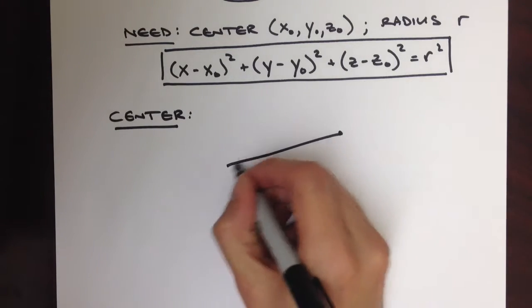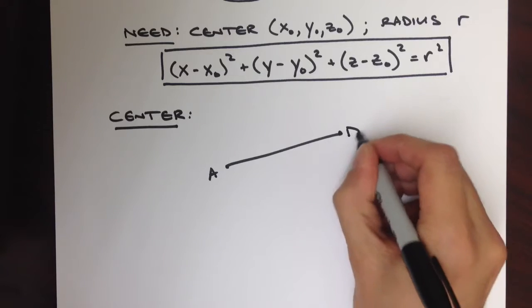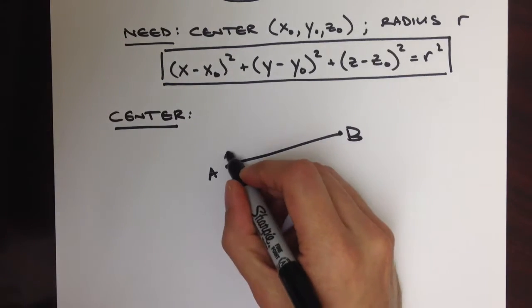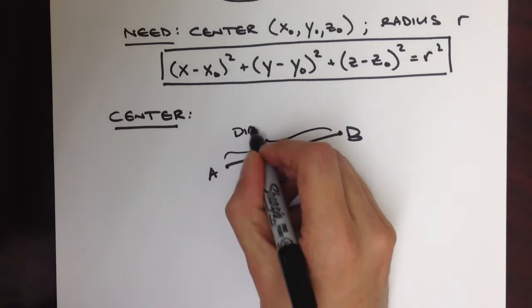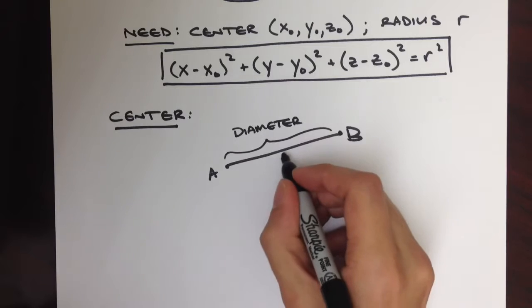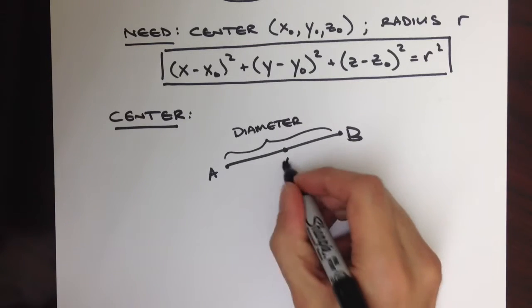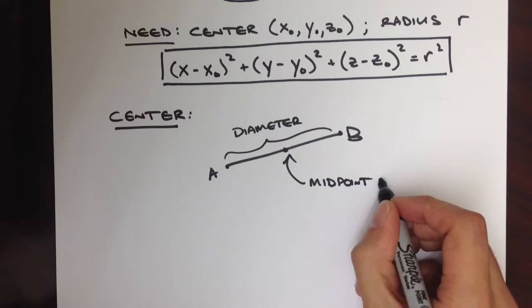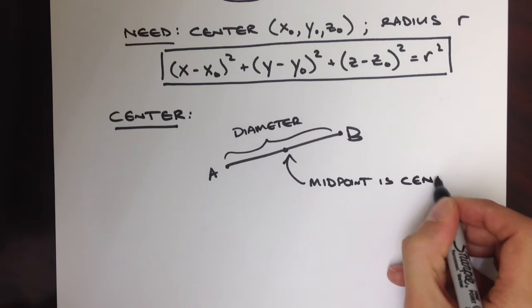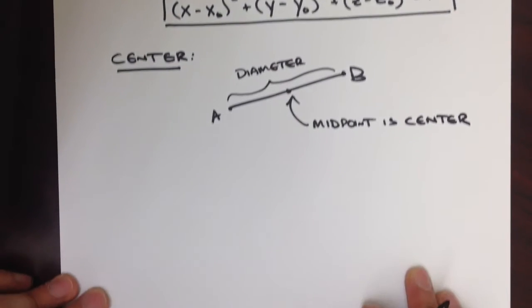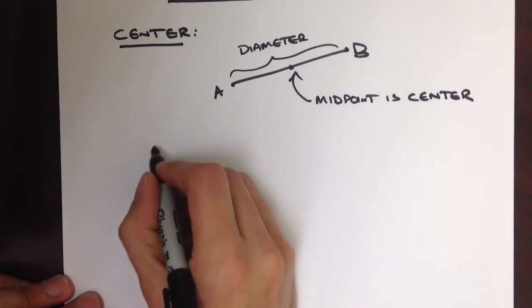Again, we've got this line connecting A and B that gives us the diameter of the sphere. That means if this is the diameter, the center should be the midpoint. So if we find the midpoint, that gives us the center of the sphere. How do you find the midpoint?